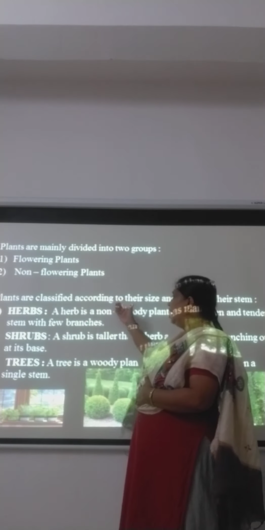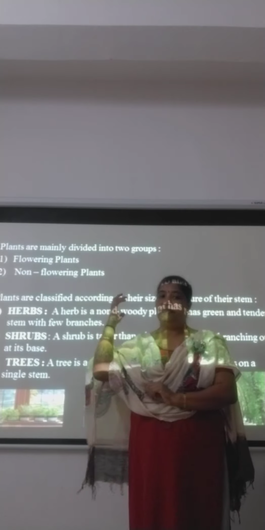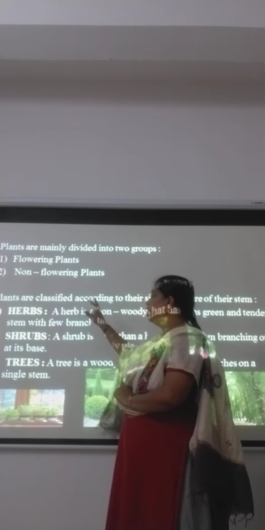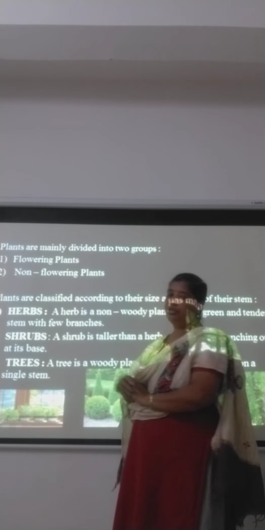Now plants mainly are divided into three types, children. You must have heard about all this in your previous classes. The different types of plants which we come across are herbs, shrubs and trees.